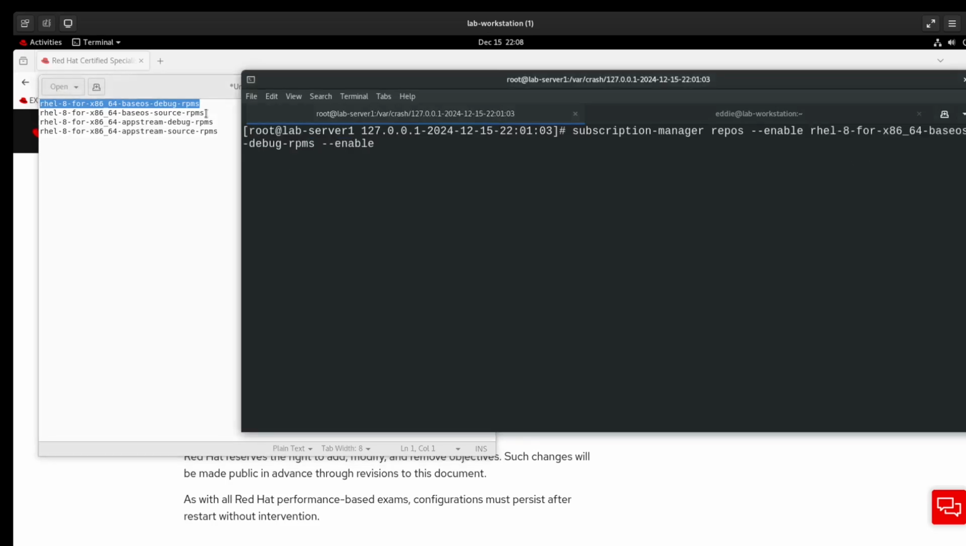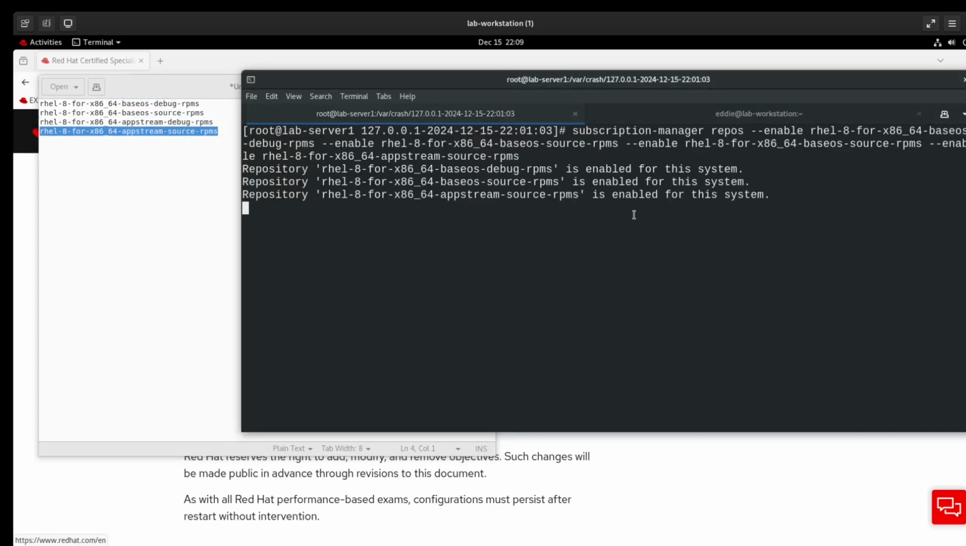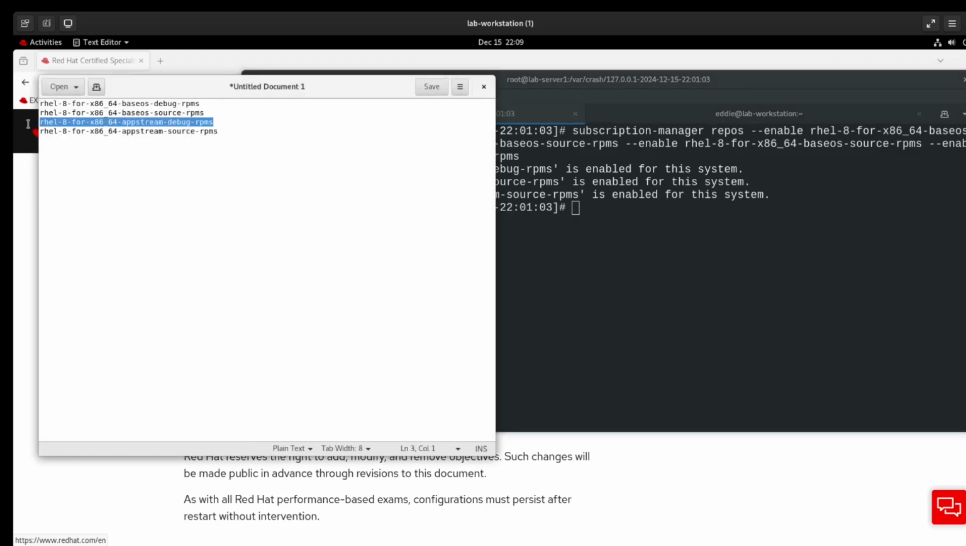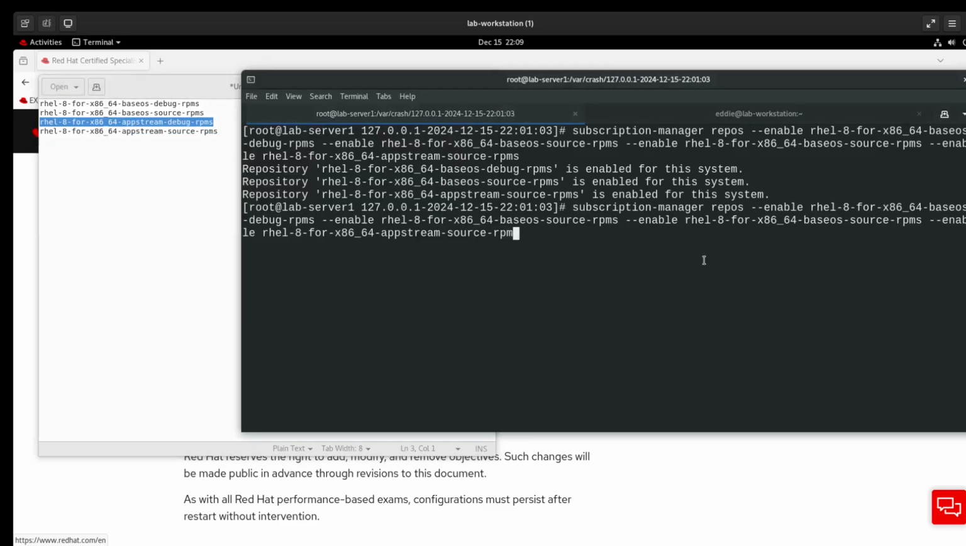Yeah, I do multiple enables. Okay, that should take just a minute. I think I did base OS source twice, instead of getting the app stream. So let's try that again, this time with just the app stream.